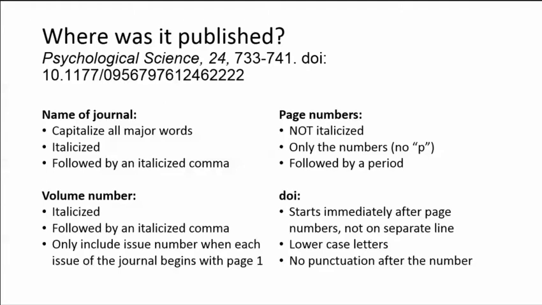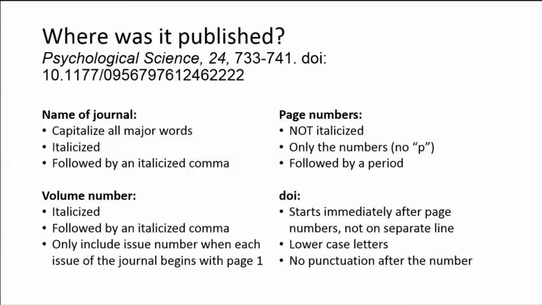Publications are also identified by an issue number. That number is only used when each issue of a journal begins on page 1. Note the blog post from the APA Style blog for more details. The third component is the page numbers, which are not italicized and are followed by a period. Note that we just include the numbers and a dash for journal articles.